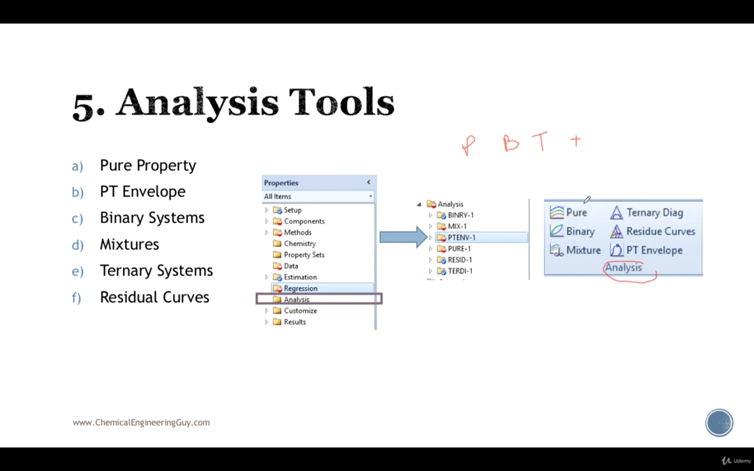So if you use only one substance, you will be able to use pure and PT envelope for that substance. With binary, well, you can use, of course, the pure substance of each component, the binary interaction of those, the mixture, and PT envelope.